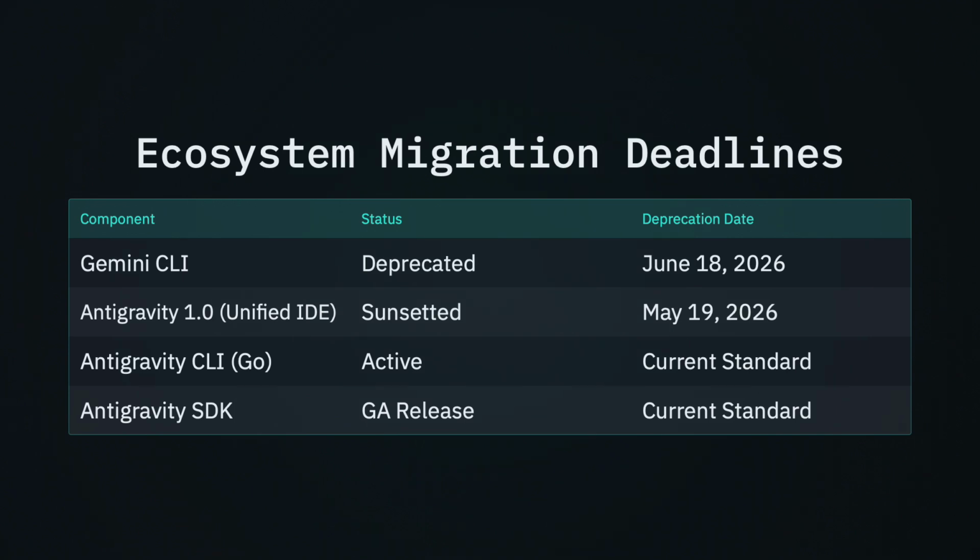Google gave developers a brutally short window to migrate from the old Gemini CLI to the new Go-based Antigravity command line. Shutting down the legacy CLI on June 18, 2026, broke build scripts and CI pipelines worldwide.